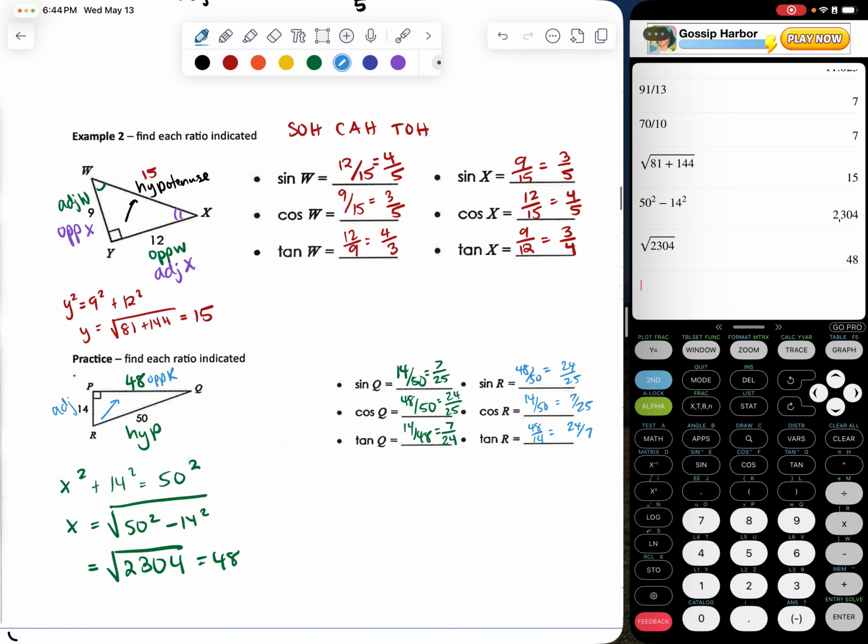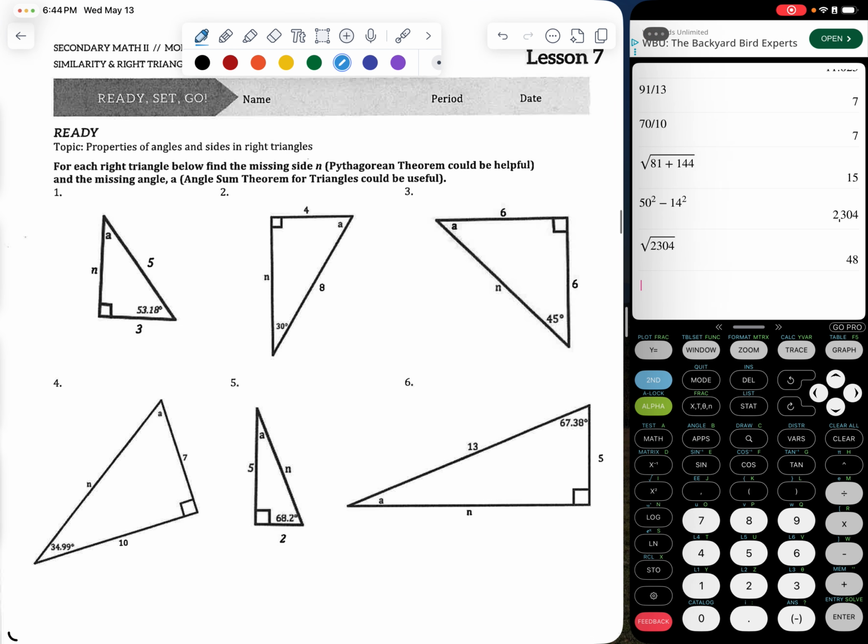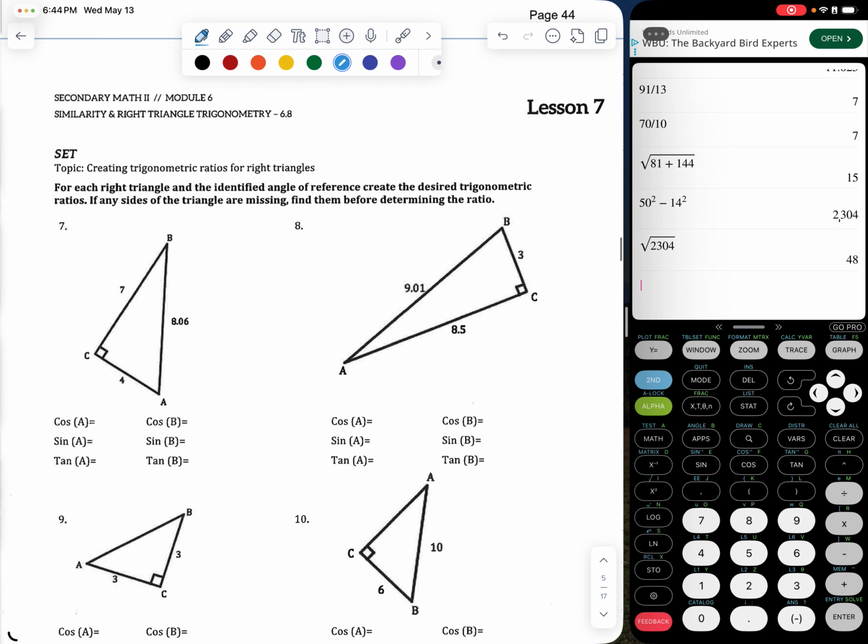All right. The next page in your packet looks like Ready, Set, Go. This is your homework, so I want you to start on this and look to the daily agenda for any extra practice that I've posted.